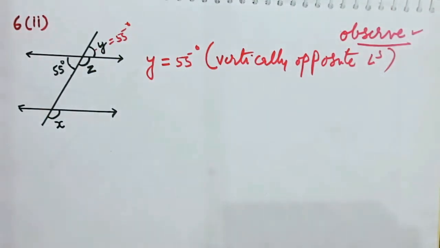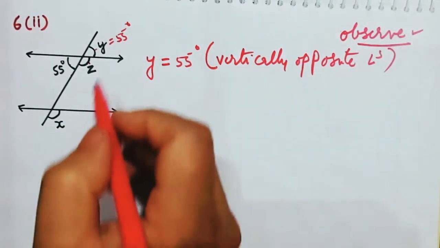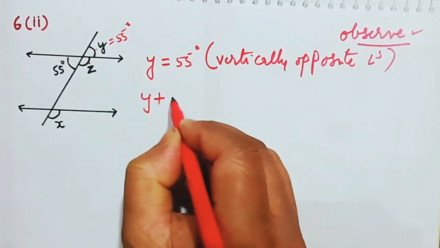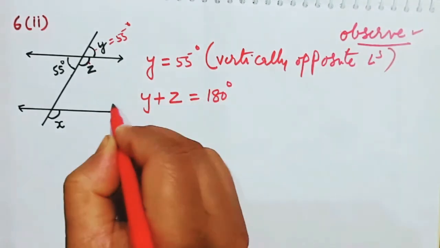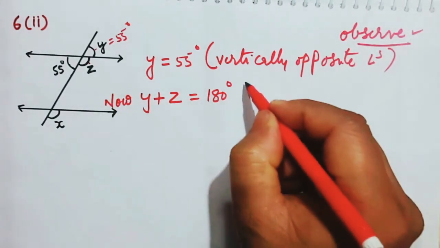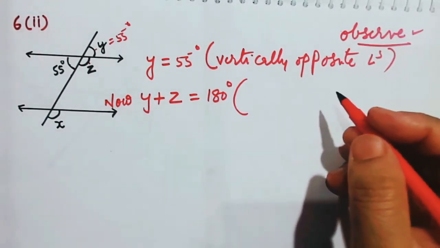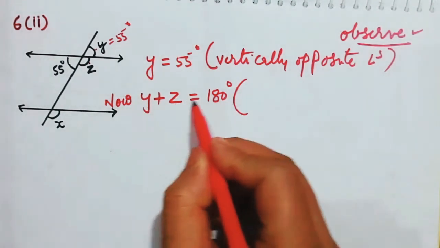Now, what about this z? Now, y plus z is equal to 180 degrees. Okay. Again, you will be asked why. Geometry totally depends on a reason. If you are able to give a reason, you will be marked. Otherwise, you know the consequences. So y plus z is equal to 180 degrees.